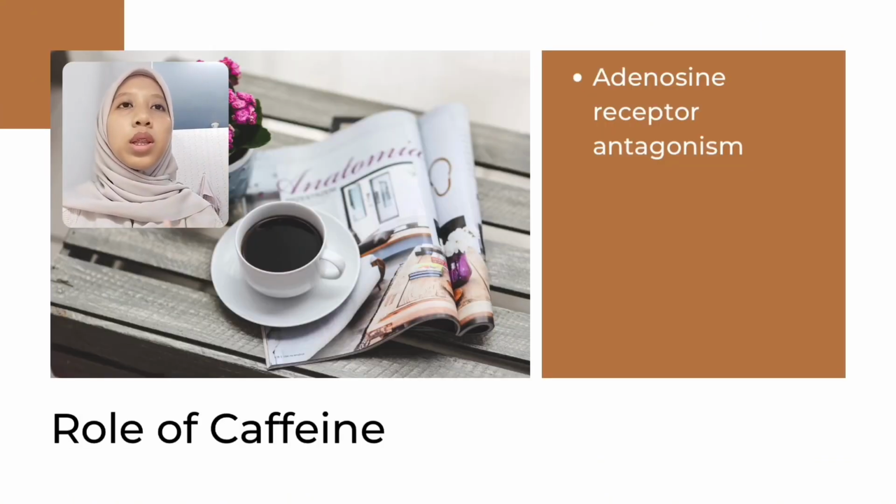Then we proceed with its physiological effect, which is the role of caffeine or its mechanism of action. Caffeine can act as an antagonist at the adenosine receptor. Adenosine is a neurotransmitter that can help to promote relaxation and also sleepiness. So, by blocking this adenosine receptor action, caffeine prevents adenosine from exerting its calming effect and enhances alertness.